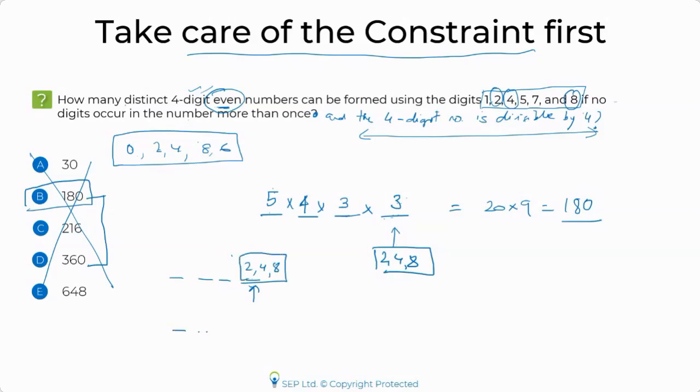I cannot have a number like 1, 2, say 5, 7. This is not an even number because the last place is odd here. So I won't call this an even number. Okay. I hope it's clear now. So I have to ensure the last place is either 2, or 4, or 8. Then only we can call it an even number.